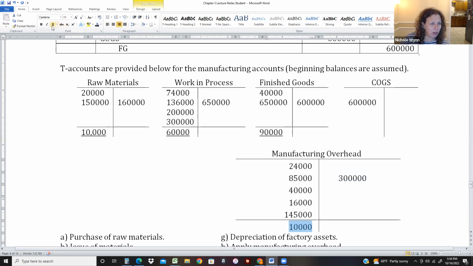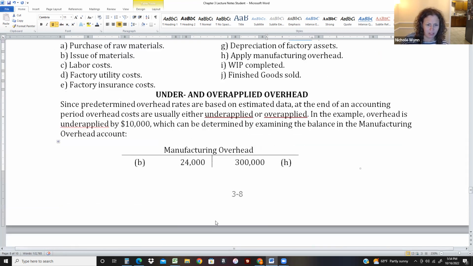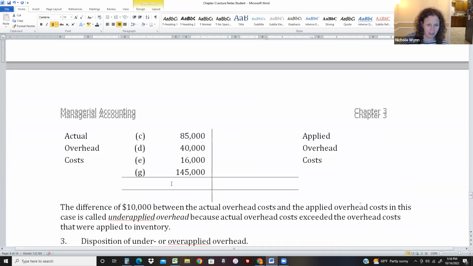Okay, so that's the balance there. So that's the next part. The next thing we would need to do before we can go on and do our income statement, we would need to close that. So it looks like we need to debit overhead. And so here, do I have stuff here? Maybe. Yeah, I do. Okay, so it was 310 over here and 300 over here, giving me a balance of 10. So I need to go ahead and close that.